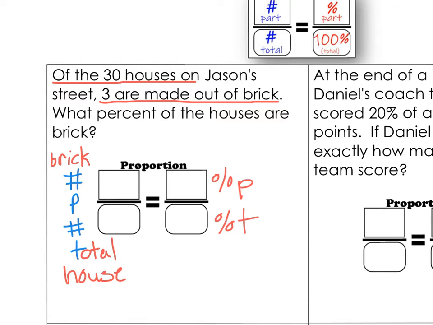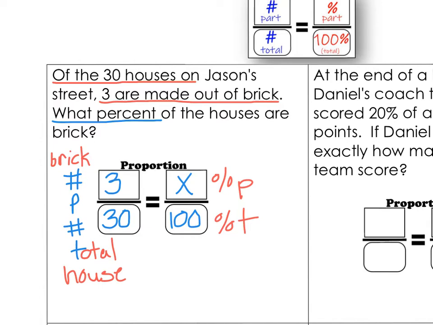So here, let's pay attention to what the question's asking us. It says, of the 30 houses on Jason Street, 3 are made out of brick. That means that there's 30 total houses on this street, and the part would be the 3 that are made out of brick. Now it's asking me what percent, which means we don't know the percent of the houses are brick. So my X would be finding the percent, and here, like we said before, this number is always going to be 100 since percent is out of 100.